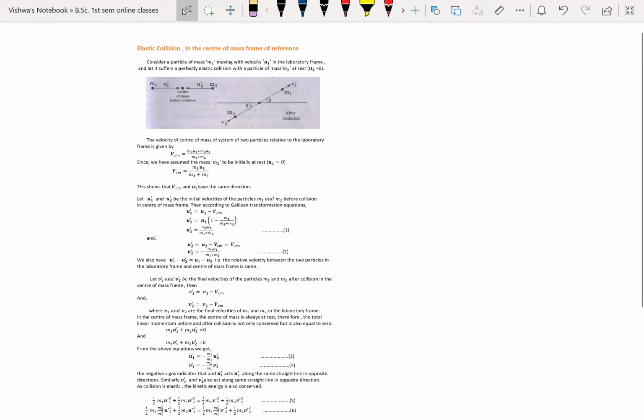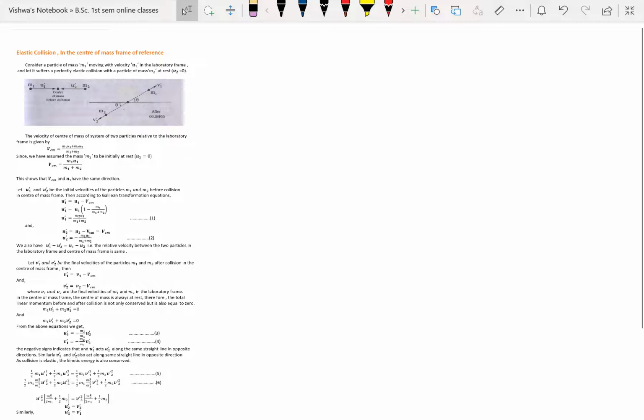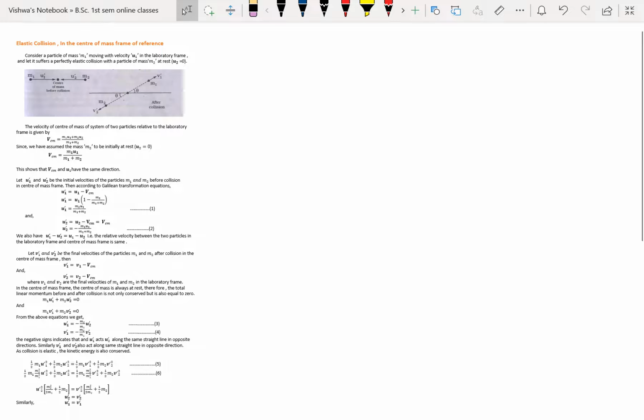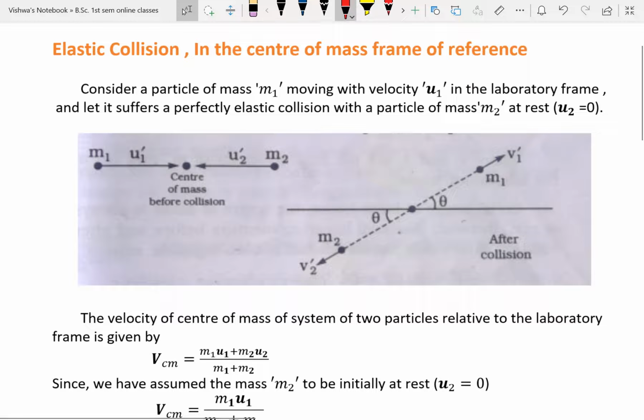Okay, so this is the derivation. Let's start the derivation. Elastic collision in center of mass frame of reference.